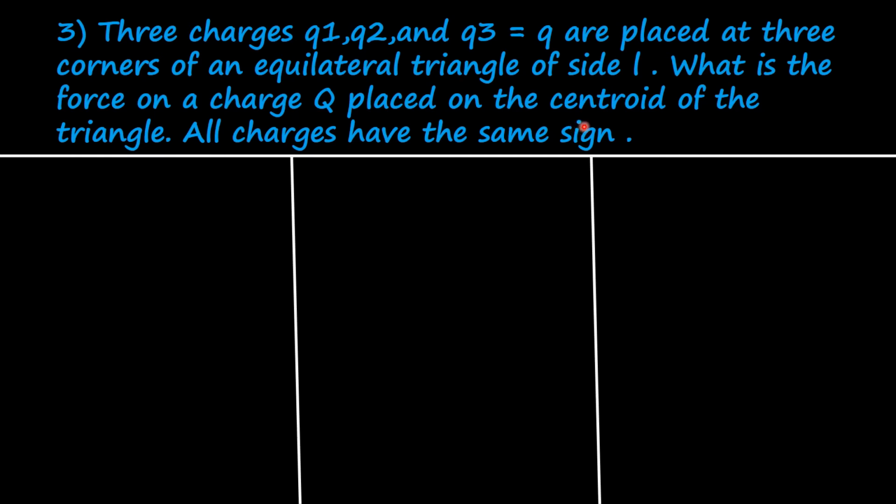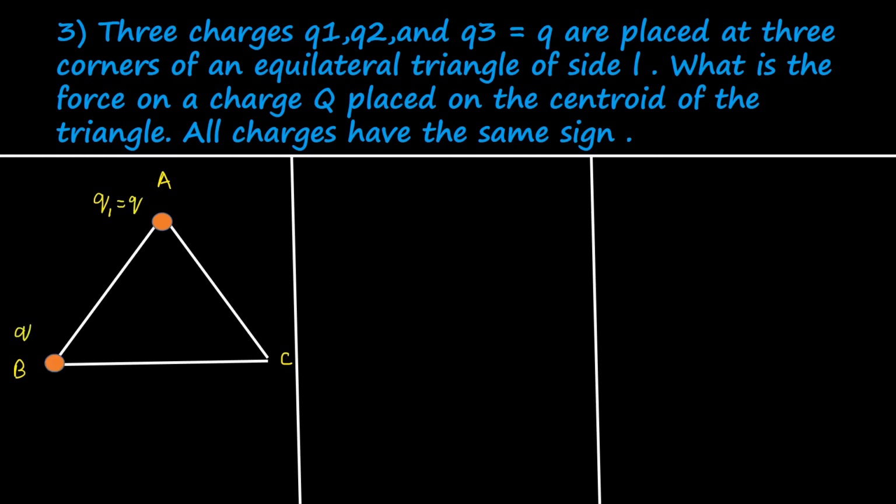We shall answer this question using a diagram. This is the equilateral triangle A, B and C. This is the charge Q1 equal to Q at A. This is the charge Q2 also equal to Q at B. This is charge Q3 equal to Q at C. You know the angles of the equilateral triangle are same and it is equal to 60 degrees. The sides are also equal and in the problem it is given as equal to L.